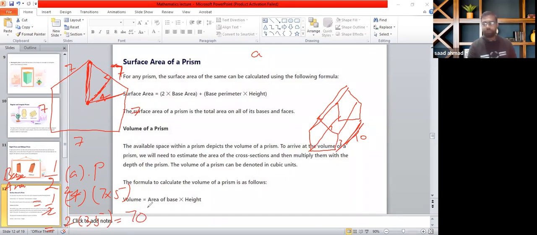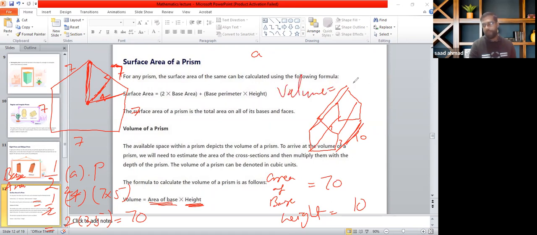So now we have 70, but the formula tells us the area of the base times the height. The area of the base is equal to 70, and the height is equal to 10. Right? So volume will be 70 times 10, that will be 700 units cubed. That will be the volume for the prism.